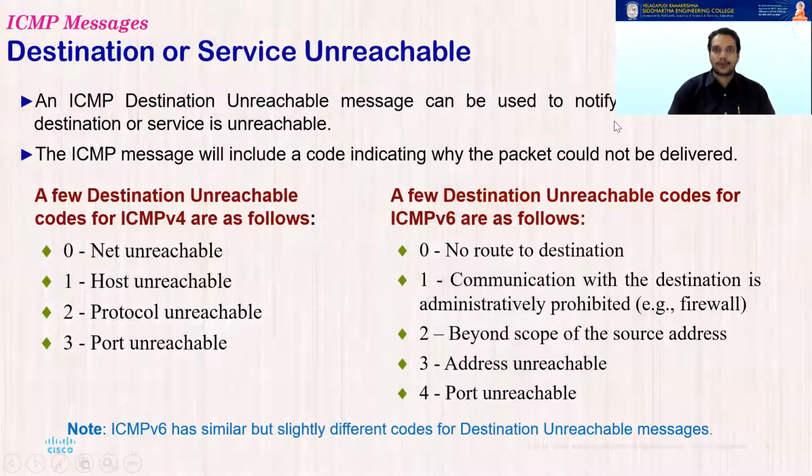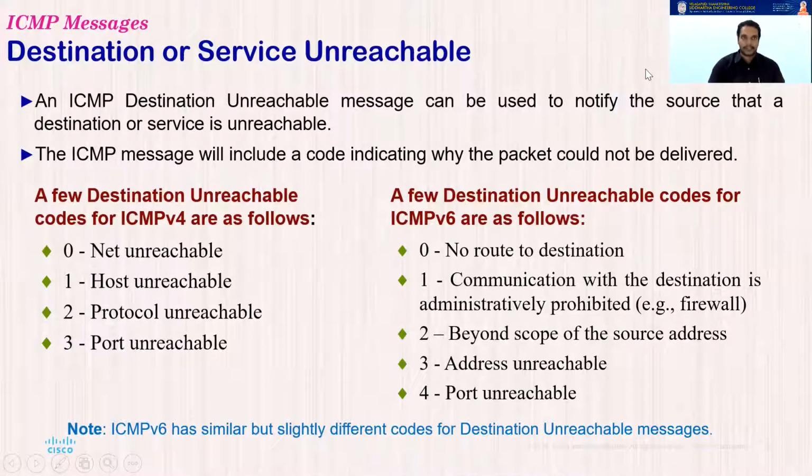And these are the different types of the destination or service unreachable messages. An ICMP destination unreachable message can be used to notify the source that a destination or a service is unreachable. These messages usually include a code so that the receiver can identify why the packet could not be delivered. Though these codes look similar, there are some differences between version 4 and version 6 of ICMP. The codes of ICMP v4 are 0, 1, 2, 3, which respectively stand for network unreachable, host unreachable, protocol unreachable, and port unreachable.